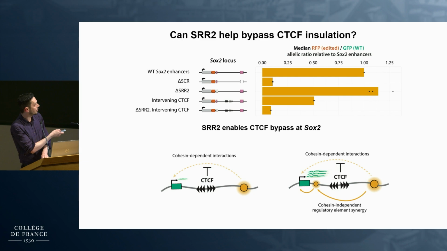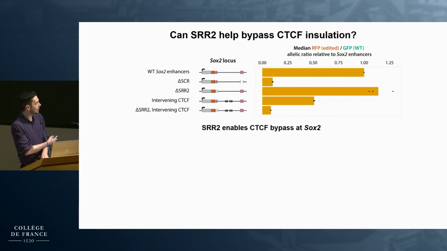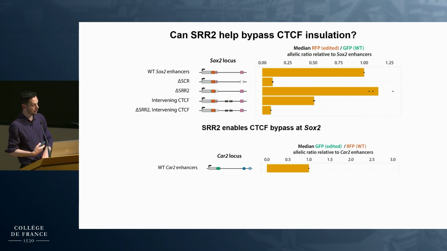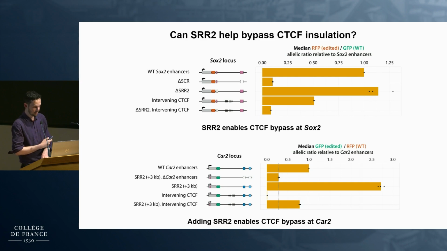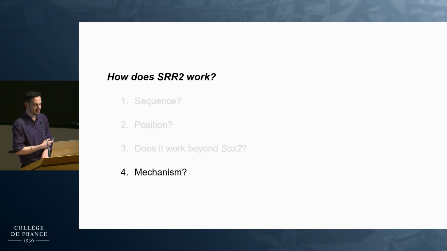And again, these cohesin-dependent interactions that are inhibited by CTCF can be bypassed by this cohesin-independent regulatory synergy with promoter proximal elements. And we can recreate this completely de novo at the CAR2 locus. If we grab the CAR2 locus that does not have a promoter proximal element, I'm just going to switch here. I showed you earlier that adding the CTCF site completely silences and insulates the target gene. But if you add SRR2, you bypass the CTCF site. So mechanisms, we have no idea.